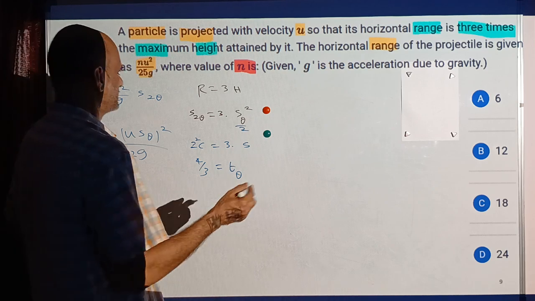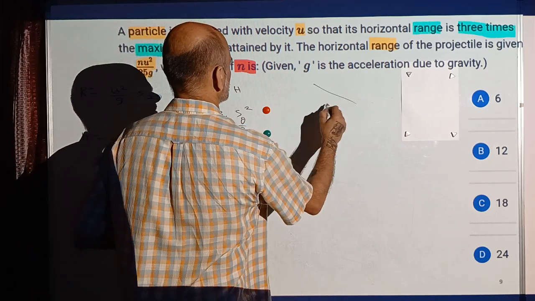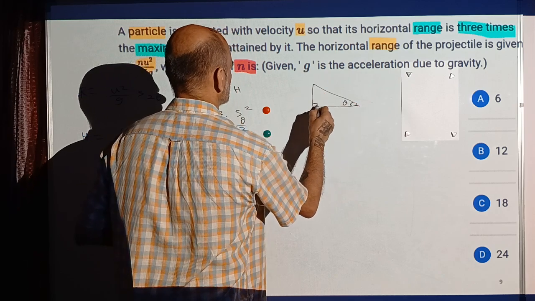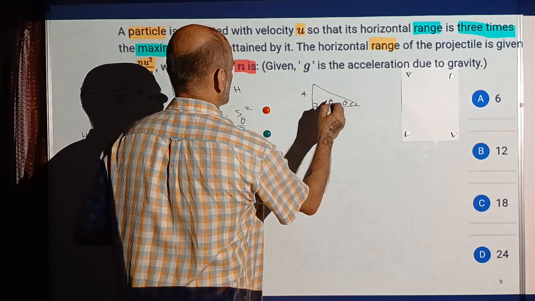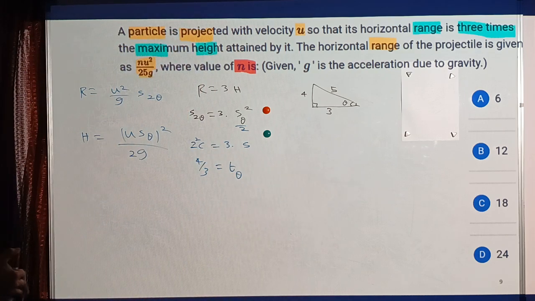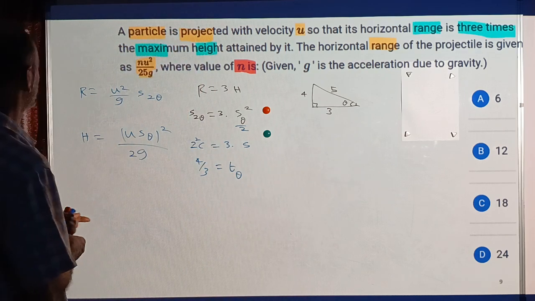So tan theta 4 by 3 means this is a triangle. This is theta, this is 90. So 4 by 3, 3, 4, 5 is a right angle triangle. So sin theta is 4 by 5 and cos theta is 3 by 5.